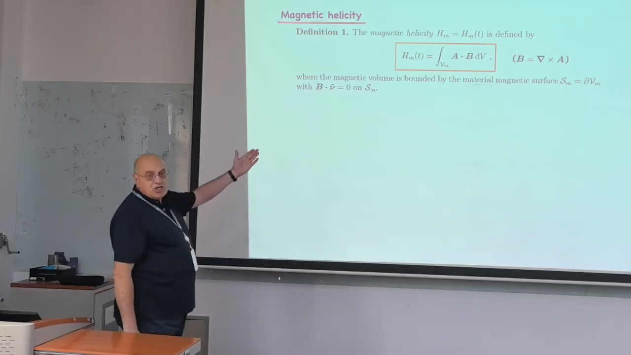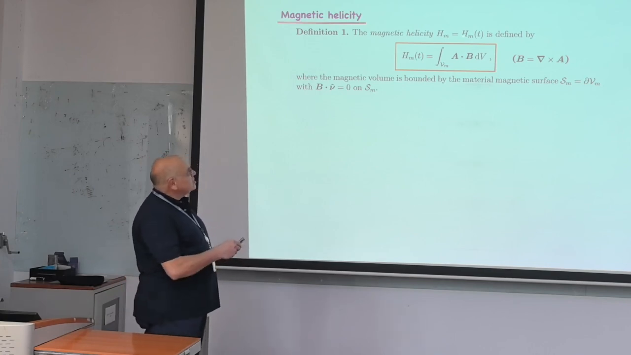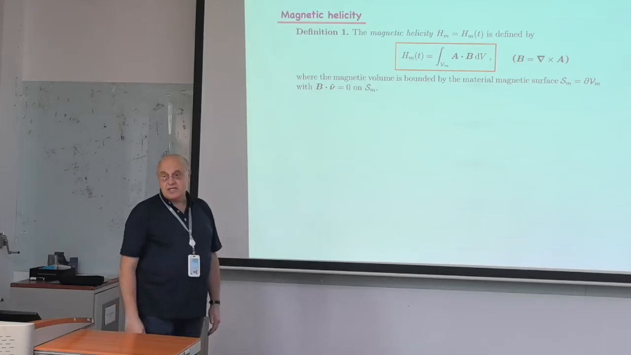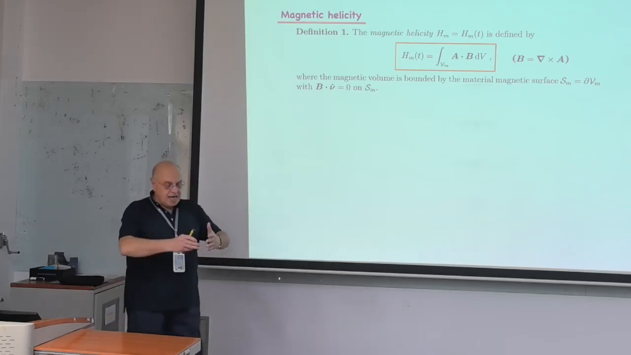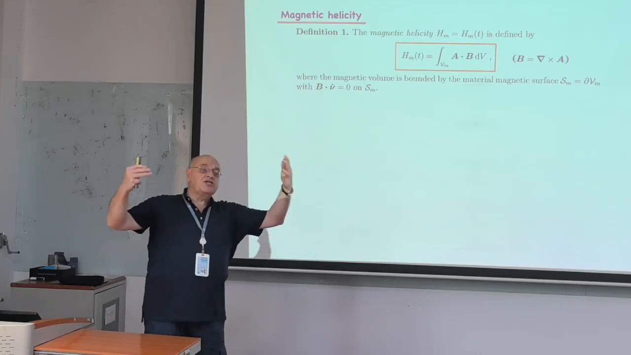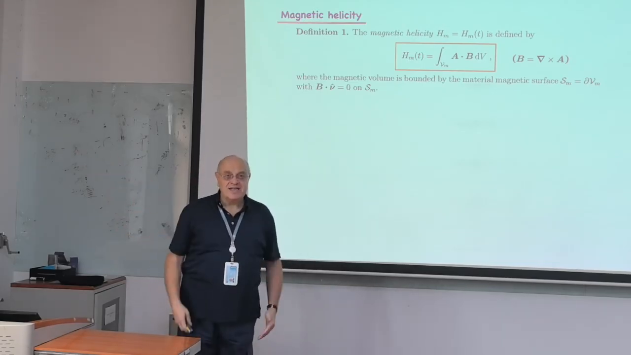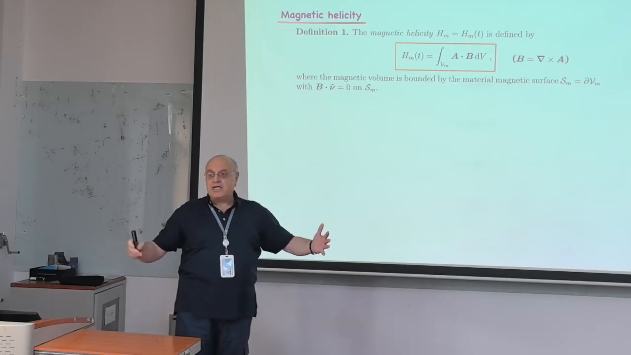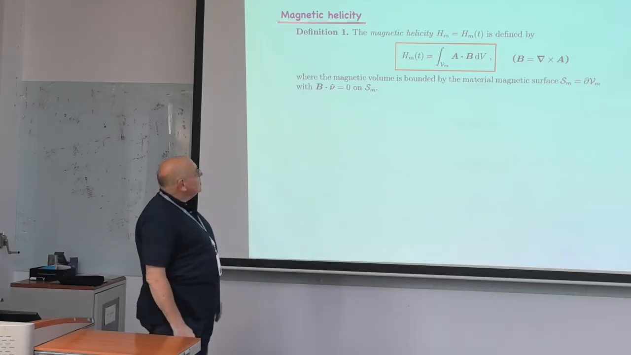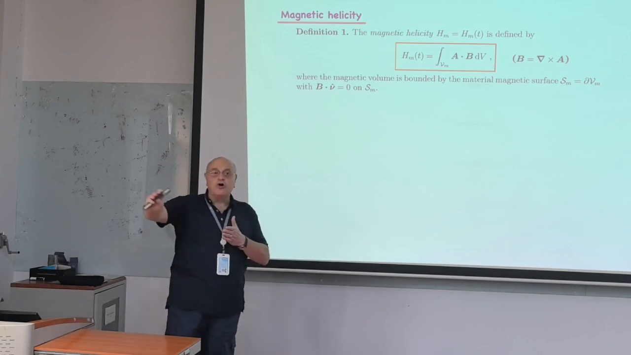So this is the definition of magnetic helicity. You see the integral of A dot B, B being the magnetic field in a volume, say, Vm, and A is the vector potential. And then we request that at the boundary of this volume, actually I assume an infinitely open domain, but if we have a boundary, we require that the magnetic field does not go through the boundary.